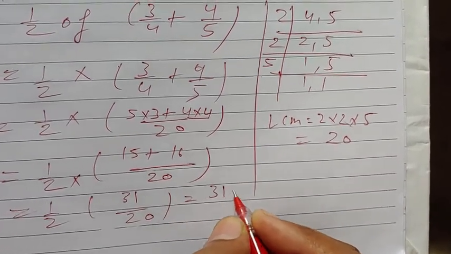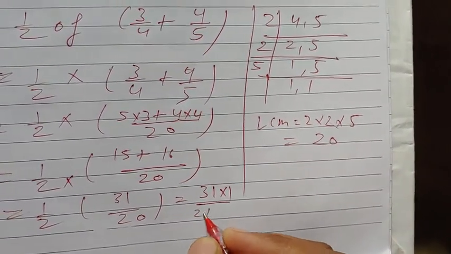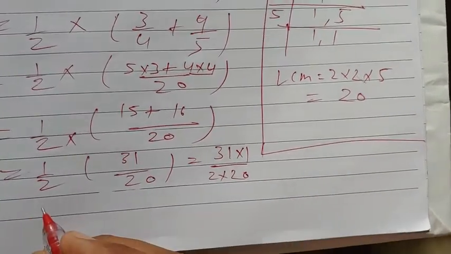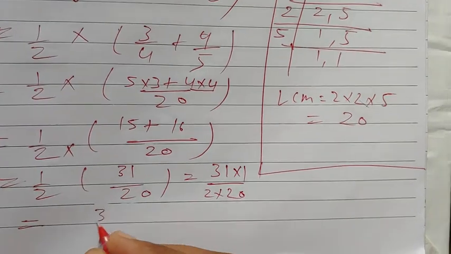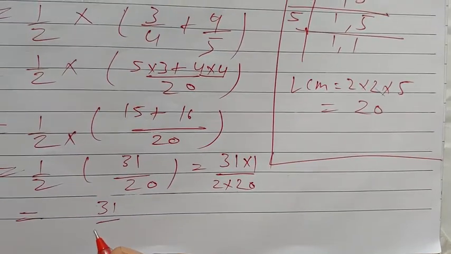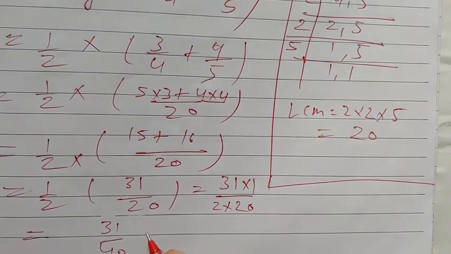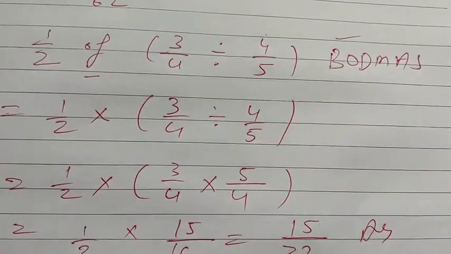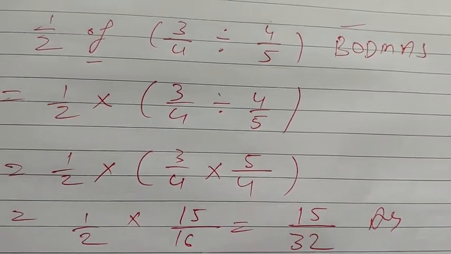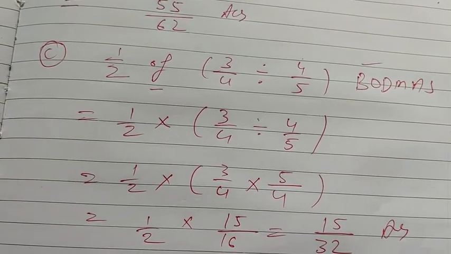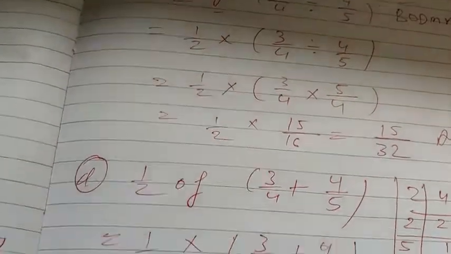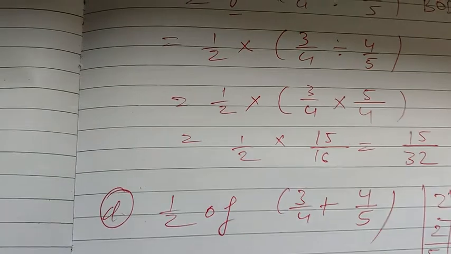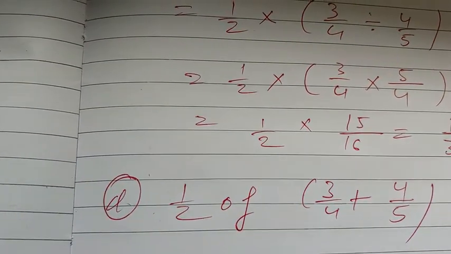Here we are getting 15 plus 16, which is 31 upon 20. So this is 31 cross 1 upon 2 cross 20, which can be written further as 31 upon 40. It is a proper fraction, so this will be our final answer. I hope with the help of this video you can understand the way to solve addition, subtraction, multiplication, division and some special kinds of fraction problems. Thanks for watching.